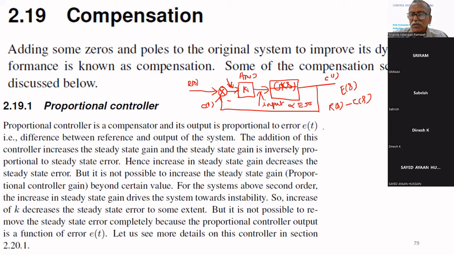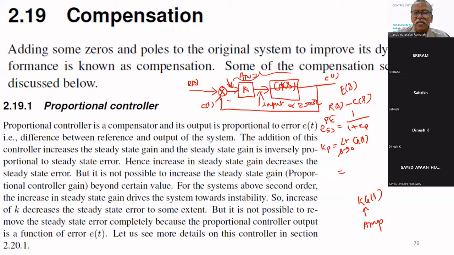What is the steady state error for a type 0 system? E steady state equal to 1 upon 1 plus Kp, where Kp is the position error constant. The steady state error for step input is 1 by 1 plus Kp, with Kp equal to limit S tends to 0 of G of S. What is the system? The system is K multiplied by G of S, where K is the amplifier. Because these two are cascaded, we can multiply K with G. Since it is a type 0 system, we get Kp equal to K. Therefore, E steady state equal to 1 by 1 plus K.